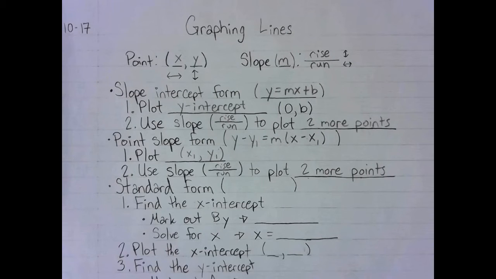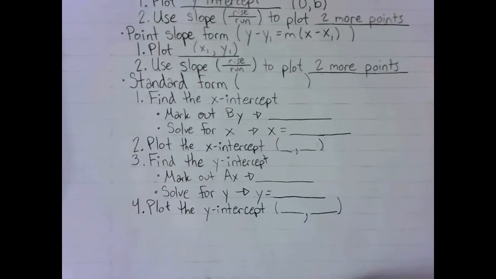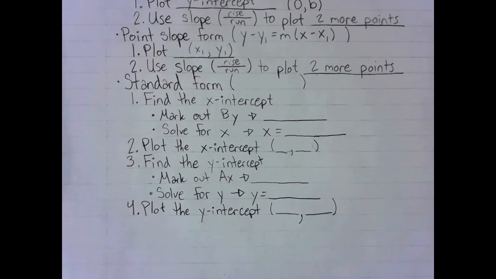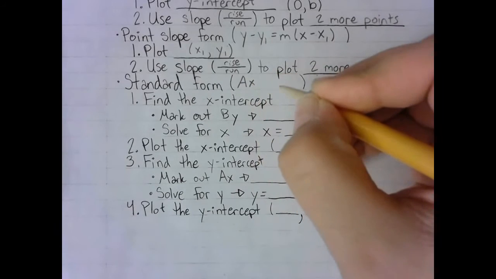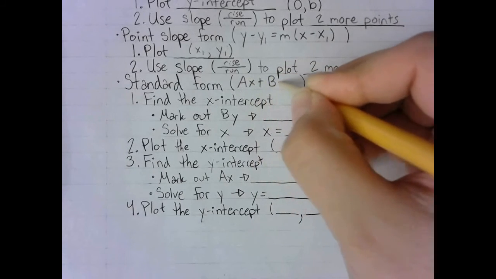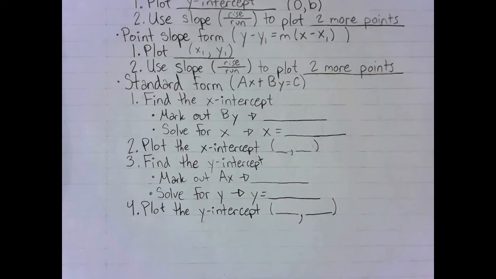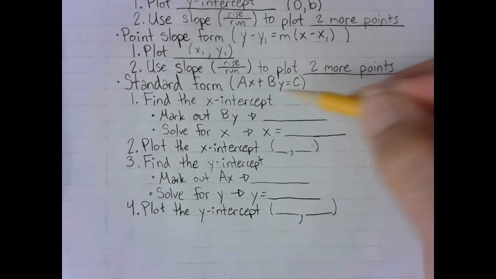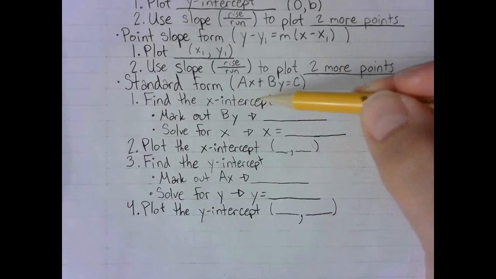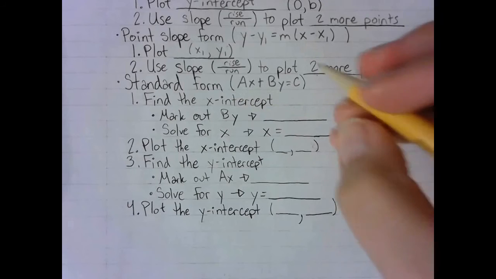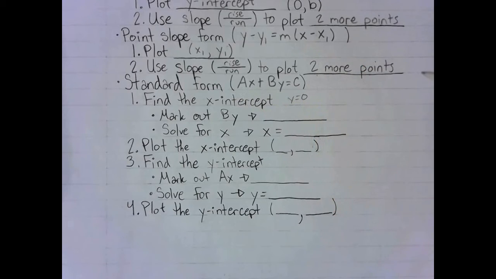Standard form is a bit more complicated. Let's look at that one. Alright, remember, standard form is ax plus by equals c. So here's the thing, it does not give us an easy way to find the slope or an easy way to find the x-intercept or y-intercept. So we have to go through some steps. First, let's find the x-intercept. And a little reminder, your x-intercept is when y equals 0.